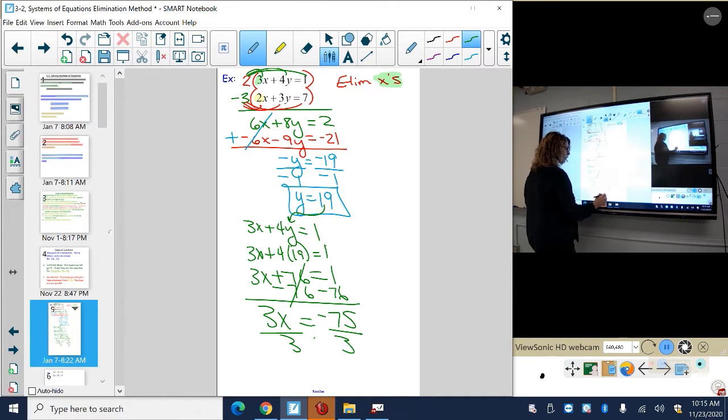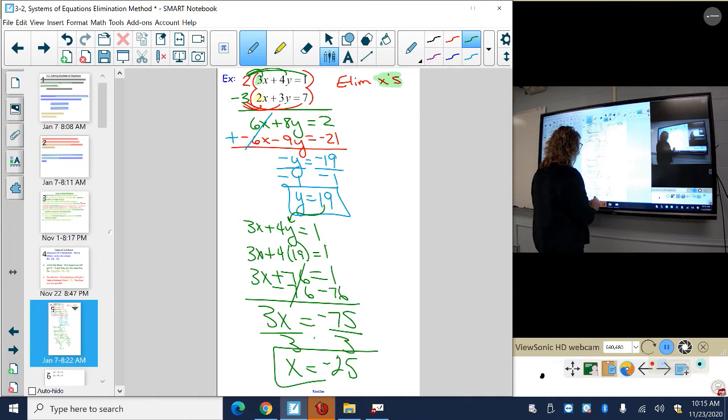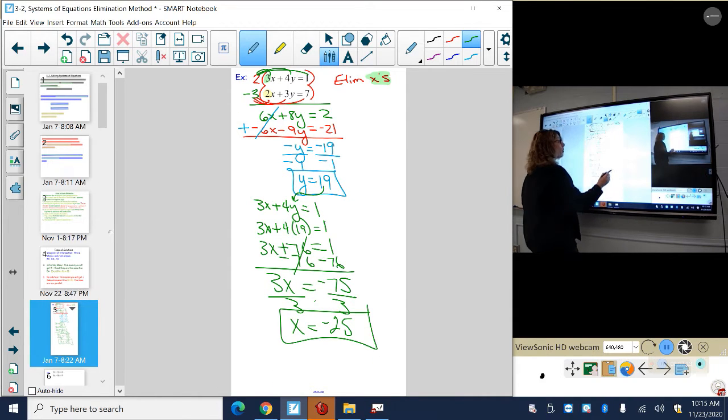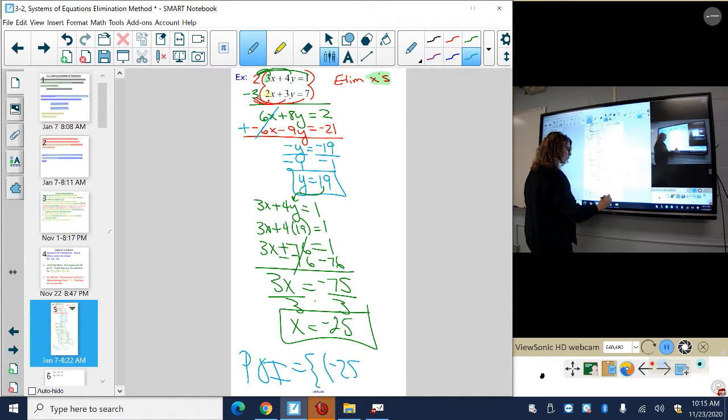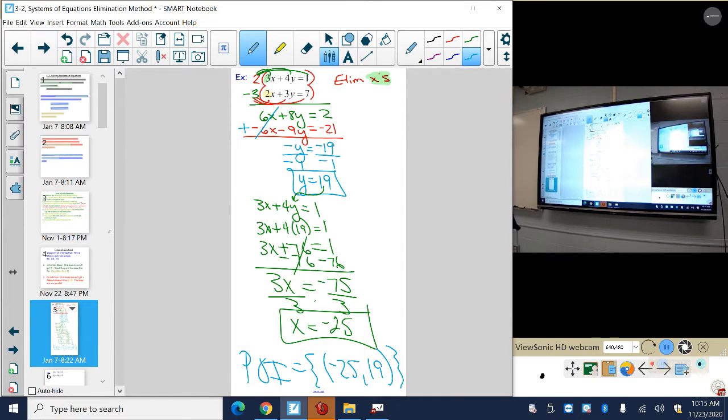Divide by 3. And if you have 75 cents in your hand, you have 3 coins. That's going to give you -25. So your point of intersection out in space where these two lines cross is the ordered pair -25, 19. Okay?